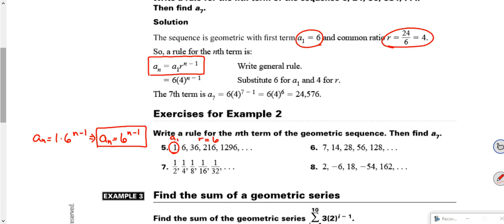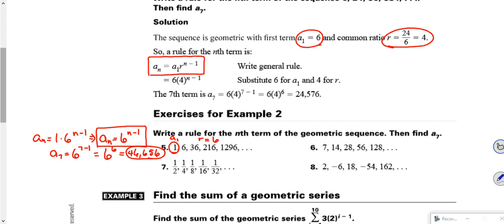Now it says then find a sub 7. Well, what I have to do then is plug in a 7. So a sub 7 is 6 to the 7 minus 1 power, or 6 to the 6th power. What is 6 to the 6th power? If you poke that in your handy dandy calculator, you get 46,656. Okay, number 7, I'm going to go below here.